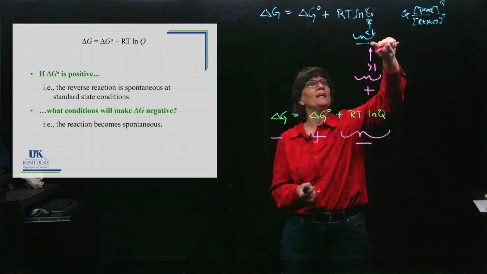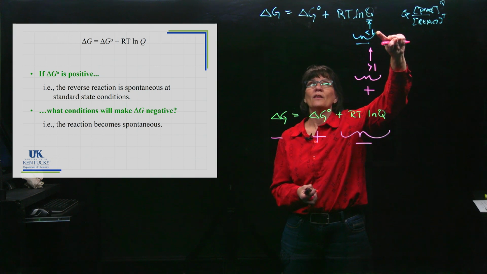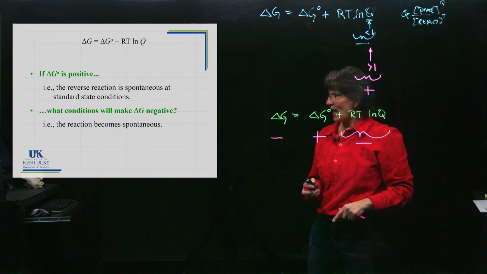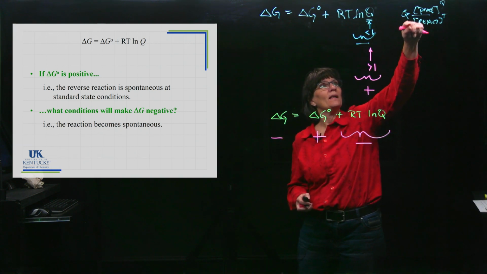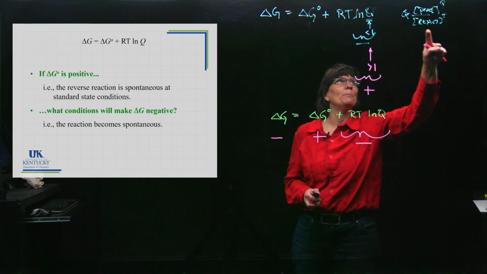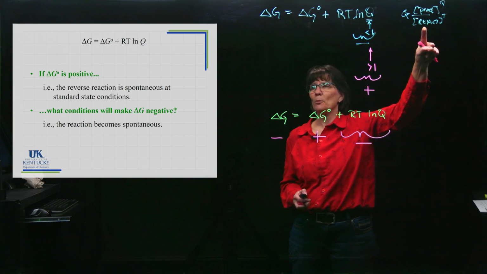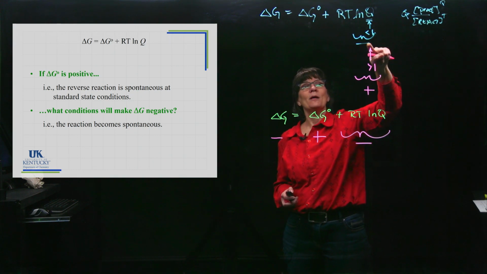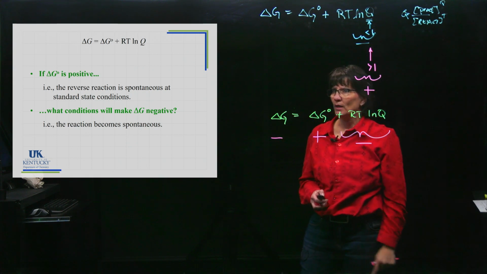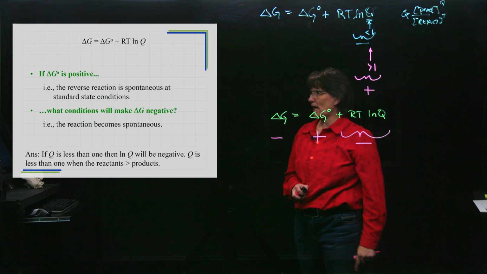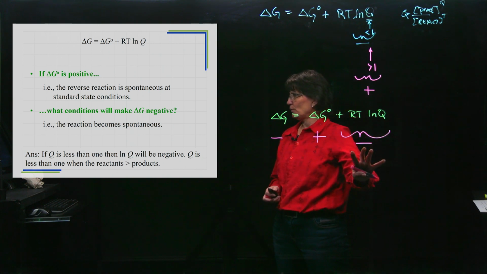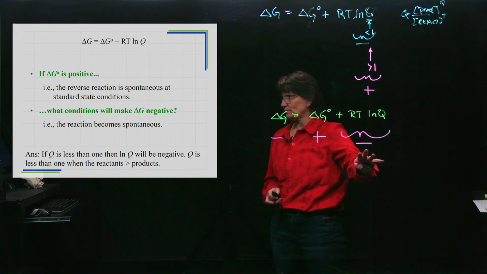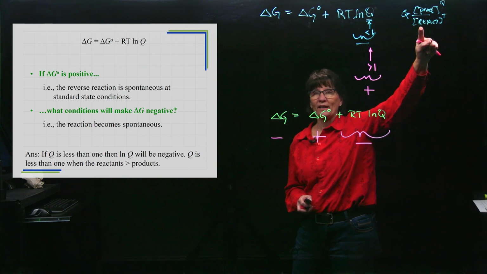This part I can make negative. How do I make that part negative? By having a Q less than 1. The natural log of a fraction is negative. So that's how I make this term negative. Well, how do I make this fraction less than 1? By having a bunch of reactants. If I get the denominator big and the numerator small, Q is going to be a tiny enough fraction, and this negative enough to turn this term into a big enough negative to force this reaction to be spontaneous. So if Q is less than 1, this term becomes negative. Q is less than 1 when reactants are big.